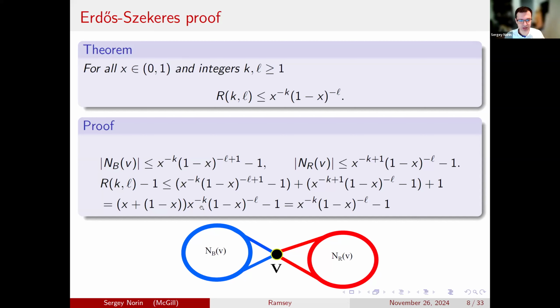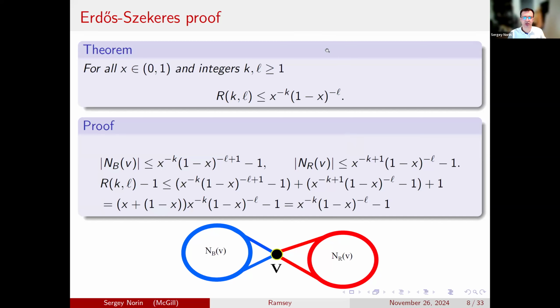And then once you sum it up, the meaningful terms that we get from the induction hypothesis sum up exactly to x to the power minus k times 1 minus x to the power minus l. So we get exactly the inequality we want. So that's the same proof as is usually taught about Ramsey numbers, except the bounds that are inductively proved are typically binomial coefficients, and here we express it in this form, as exponents with powers being minus k and minus l.